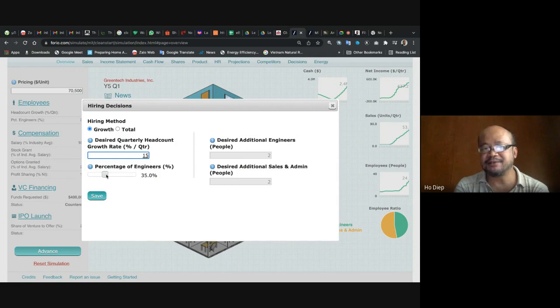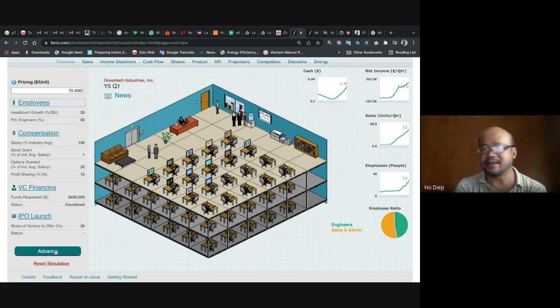In terms of staff, I want to keep engineers around 50-50. Yeah, we want to grow more technology. Maybe 20%. Let's change this to 20%, and try to grow the engineers. Don't forget, we have fewer engineers and sales staff. We want to increase engineers so we can improve on our technology. Let's advance.